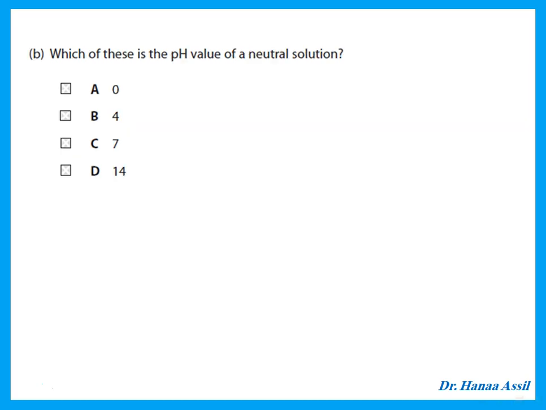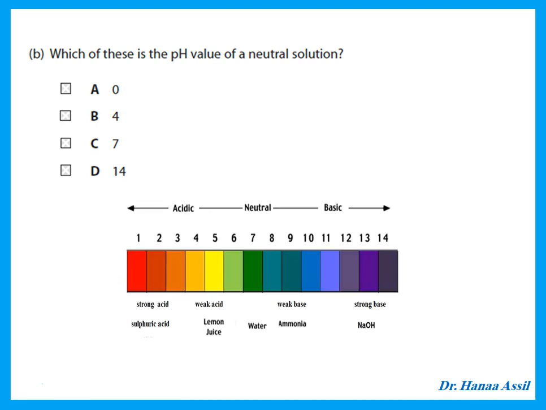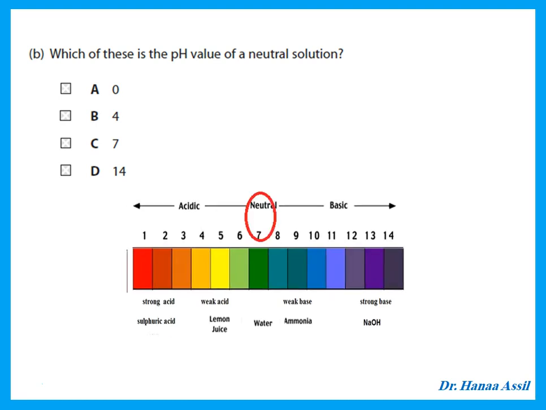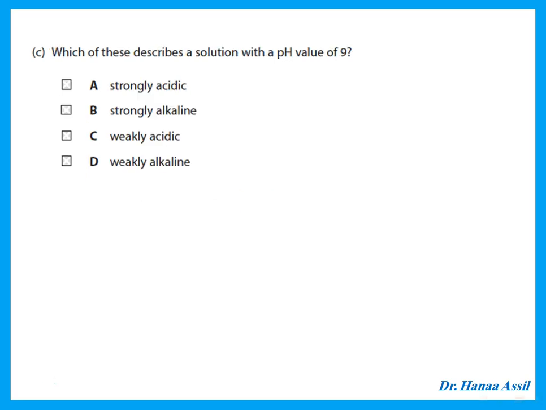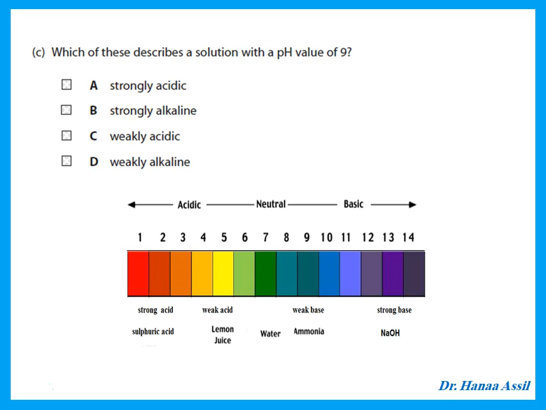Then which of these is the pH value of a neutral solution? Remember, if I have a neutral solution, that is pH what? That is pH 7. Which of these describes a solution with a pH value of 9? Again, remember, pH value of 9 would be what? The pH value of 9 would be a weakly alkaline solution.